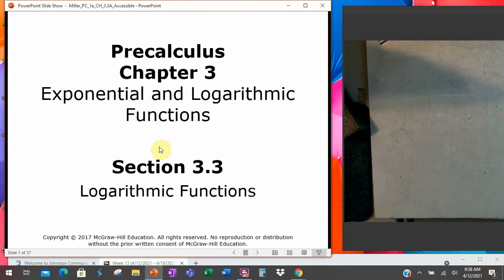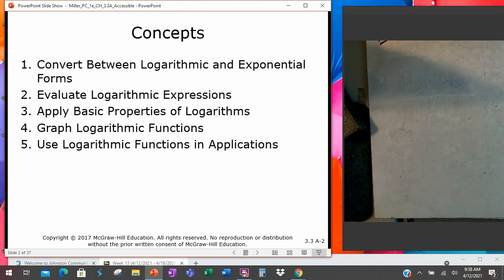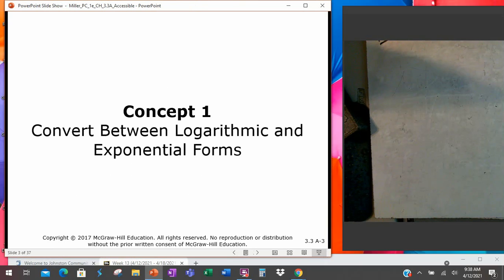Okay, so let's get started with section 3.3, and this is going to be an introduction to logarithmic functions. We shorten that logarithmic term down to log, and that's what you'll find on the calculator. Okay, so convert between logarithmic and exponential forms.